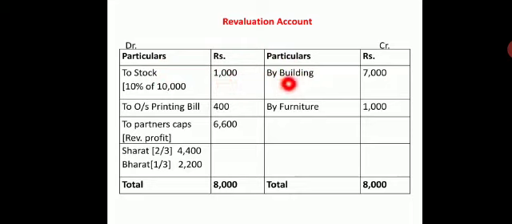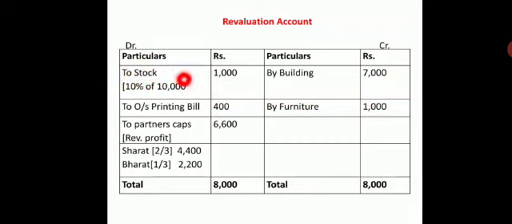So the building is increased by 7,000. On the credit side, it will be taken as 7,000. Similarly, furniture is also appreciated by 1,000. It's an increase, so all gains or increases in assets will be taken on the credit side. Next, coming to the debit side, that is the last adjustment.